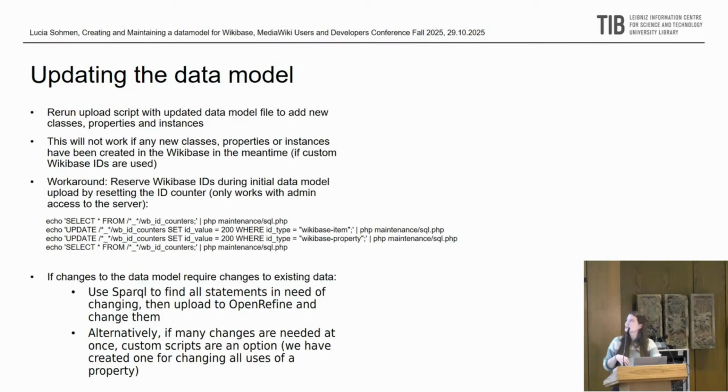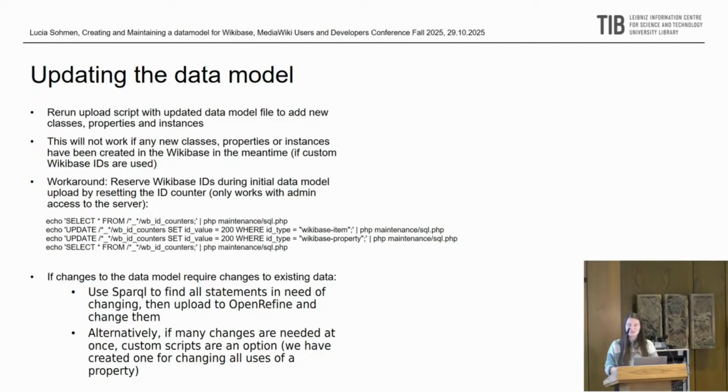Right, so once the data model is in the Wikibase, maybe you want to update it in the future, if more needs come up, maybe more data from the research project. Theoretically, that's easy, so you can just rerun the upload script, and it will add any new classes or properties and skip the ones that are already there. But because, in our case, we are using those custom Wikibase IDs, this won't work if you have added any new classes, properties, or instances in the meantime. So it's important to use a workaround.